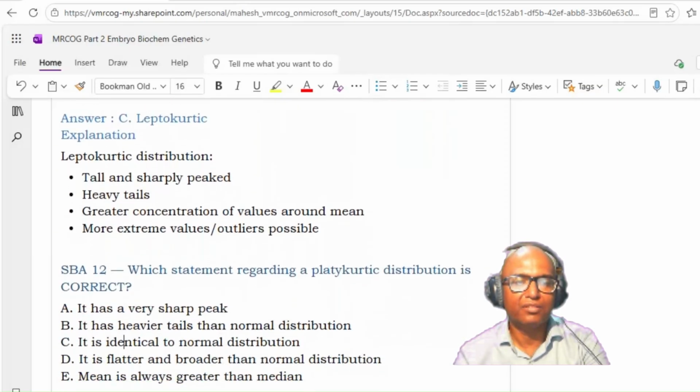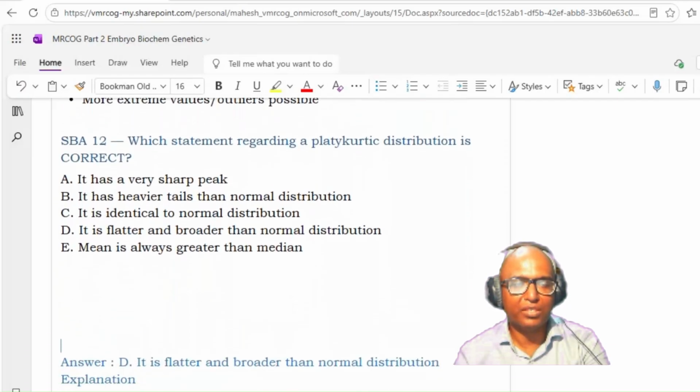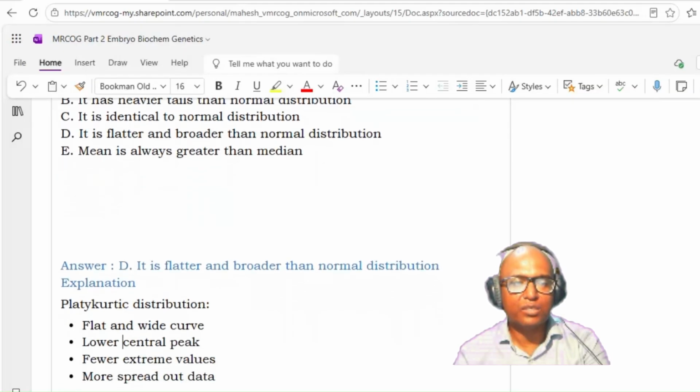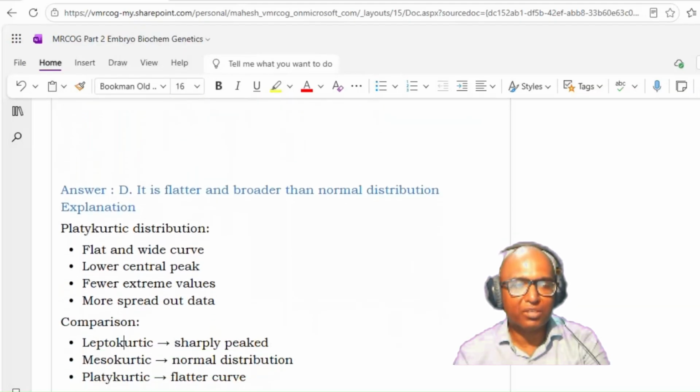Next. Which statement regarding a platykurtic distribution is correct? It has a very sharp peak. It has heavier tails than normal distribution. It is identical to normal distribution. It is flatter and broader than normal distribution. Mean is always greater than median. So option D, it is flatter and broader than normal distribution. Yes, platykurtic is a flatter one. Platykurtic distribution: flat and wide curve, lower central peak, fewer extreme values, more spread out data.